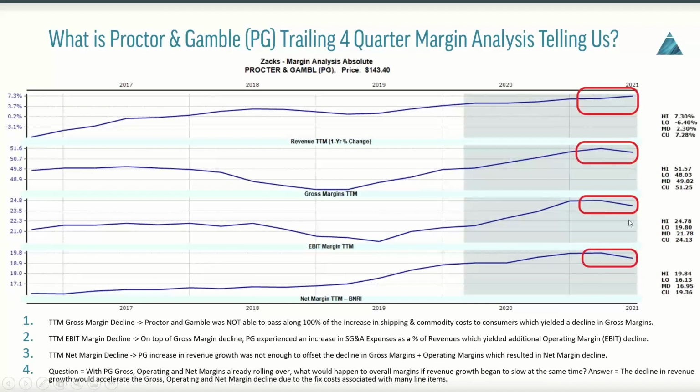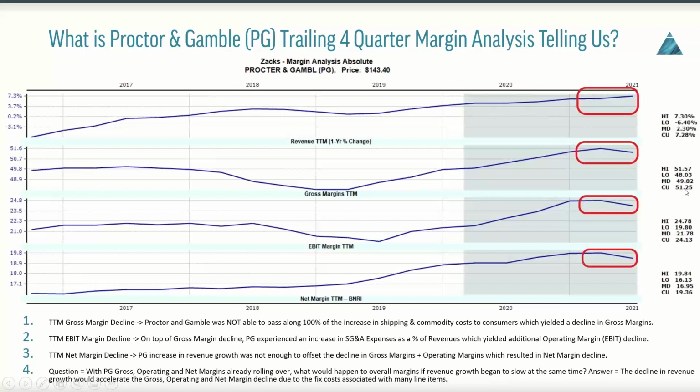On top of the gross margin decline, Procter and Gamble also experienced an increase in SG&A expenses as a percent of revenues, which yielded additional operating margin decline. So even though revenues are trending up, Procter and Gamble is citing cost pressures, not only from shipping and commodity costs, but they've also got SG&A issues.